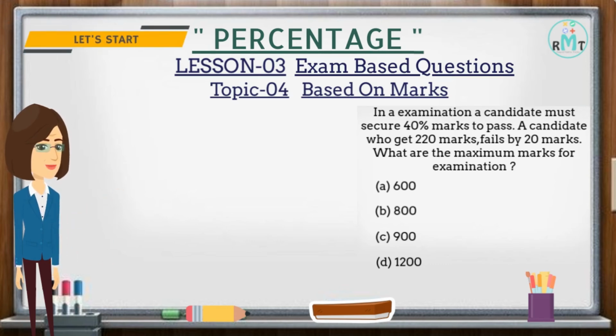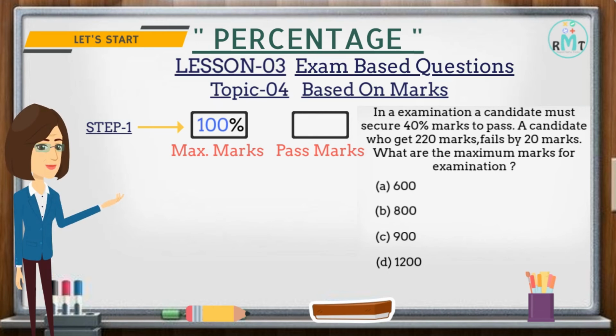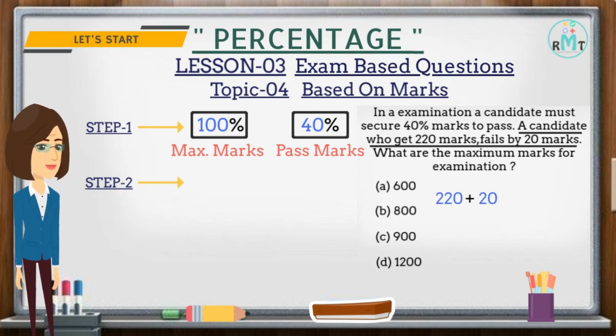Let's start. Step 1. Let us assume the maximum marks for the examination is 100%, out of which passing marks are 40%. Step 2. Now according to the question, a candidate gets 220 marks and fails by 20 marks. That means, if we add 20 marks to 220, we get 240, which are the minimum passing marks. So we can write 40% equal to 240.